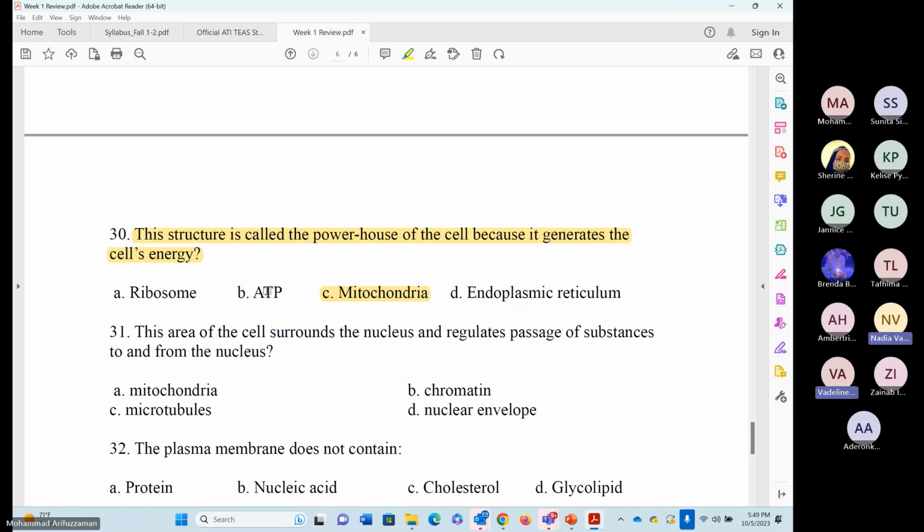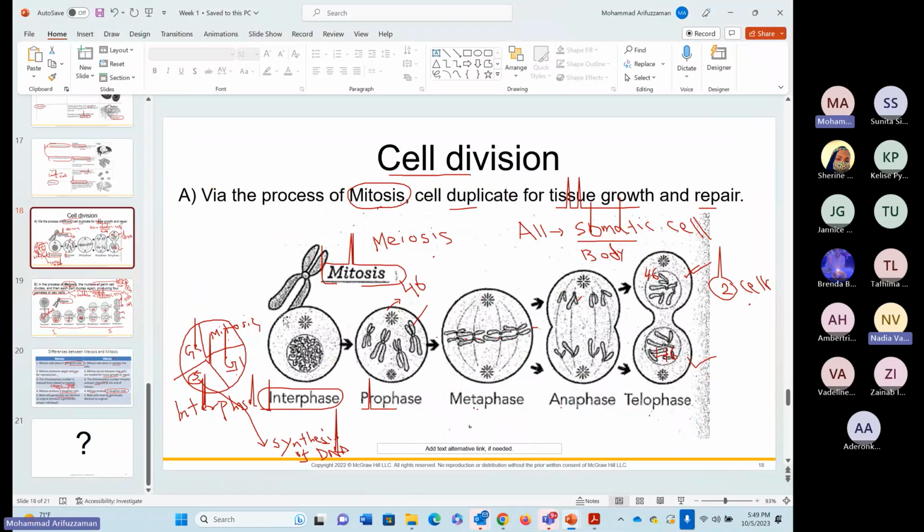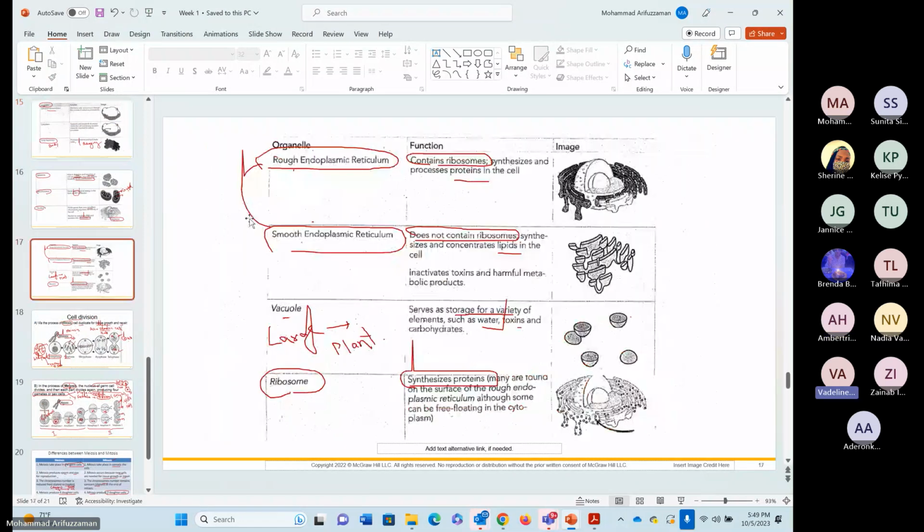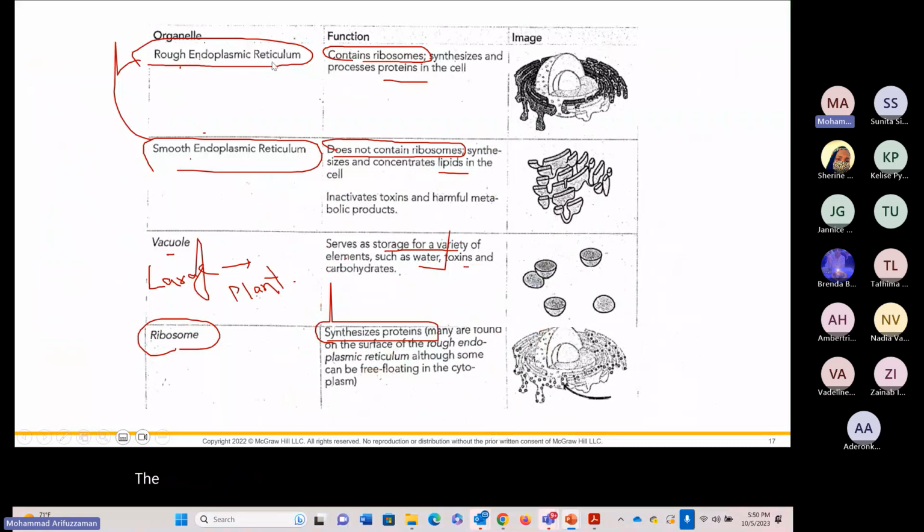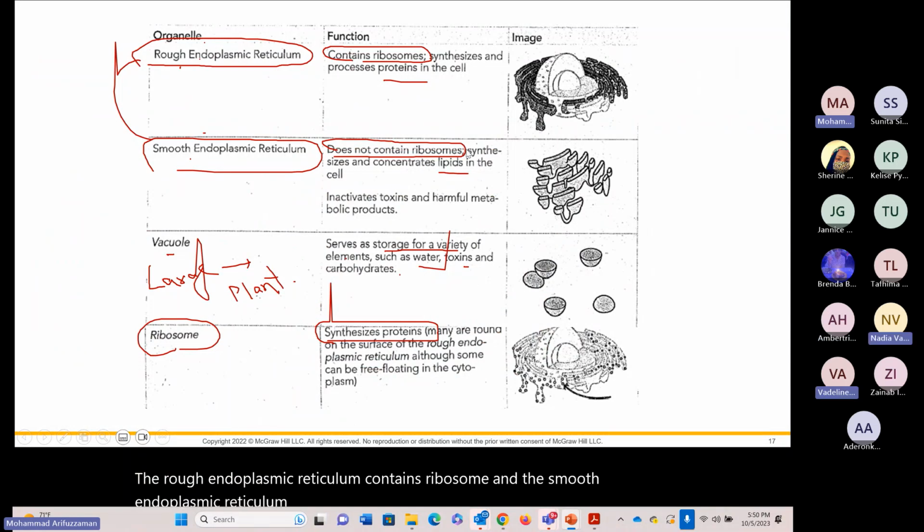Cellular energy. And what are the types of endoplasmic reticulum? RNA and DNA? No, there are 2 types. One contains ribosome and another does not. They are the rough and the smooth. If you can recall, the rough endoplasmic reticulum contains ribosomes, and the smooth endoplasmic reticulum does not contain ribosomes. So two types.